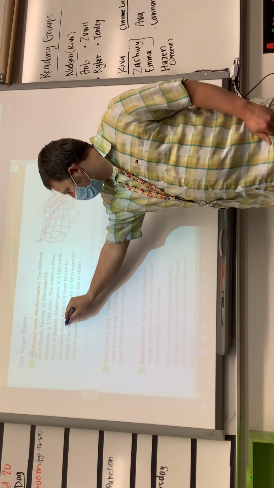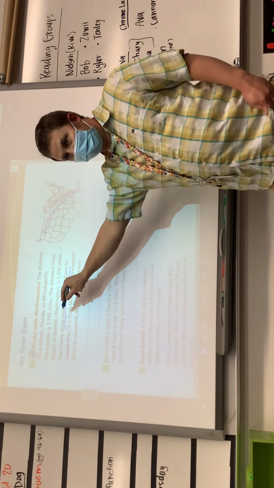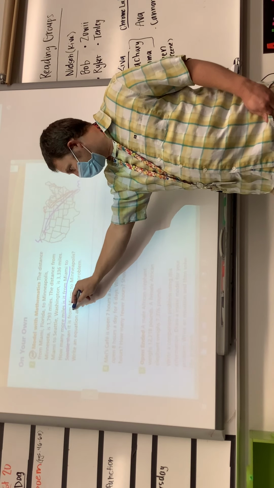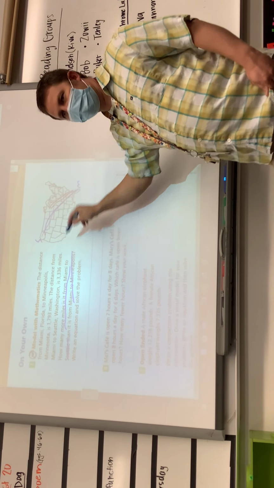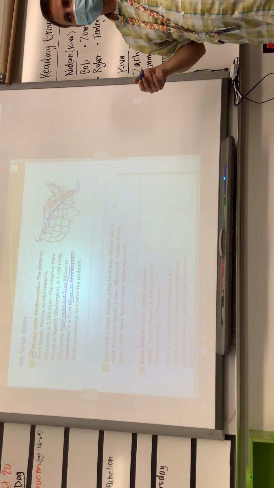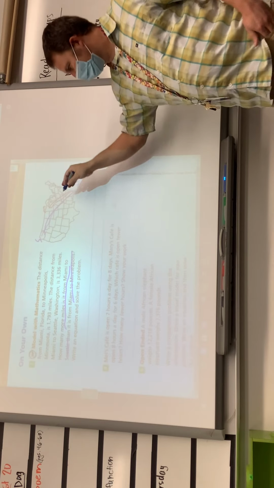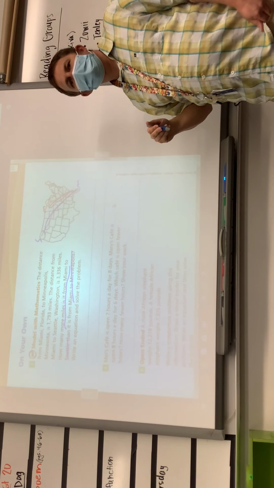How many more miles is it from Miami to Seattle? So it's more miles from Miami to Seattle than it is from Miami to Minneapolis. So which one's longer? Seattle. Okay? Yeah, Seattle's longer. The problem even tells us this.